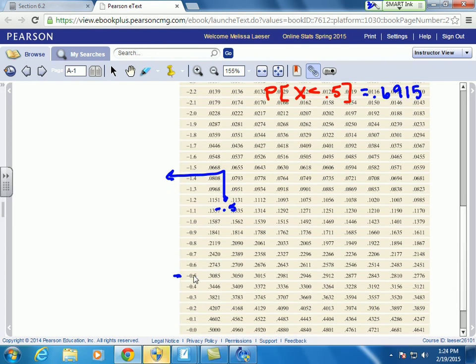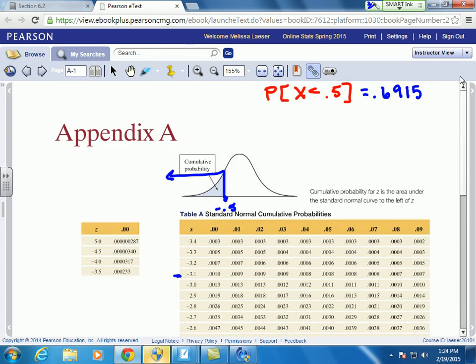So I go down in my table to negative 0.5, which is down at the bottom. There, that one's lined up on it. And negative 0.5 is 0.3085. So the probability that x is smaller than negative 0.5 is 0.3085. And what I want you to notice is if you add these two numbers together, you get 1, because then we're filling up the whole normal distribution. Okay, so that's kind of what we're doing.